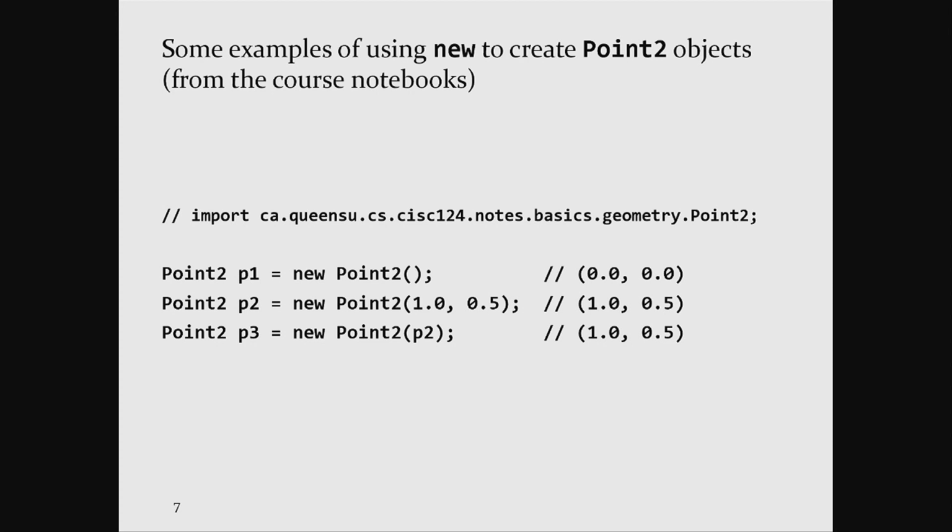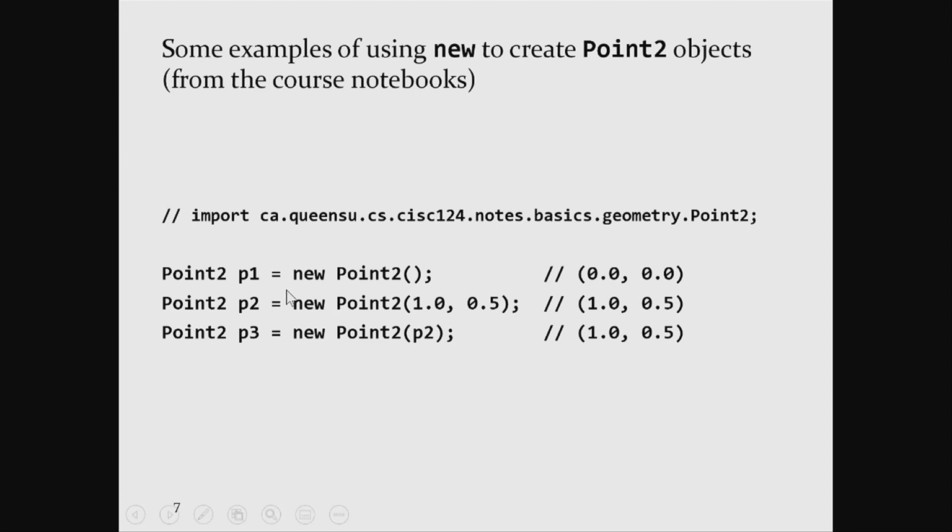So here are some examples using this class called Point2. This class is from the course notebooks, so you have access to all this source code. If you grab the notes, there's an Eclipse project in them, and if you import that project, you've got all of the source code for the course. This Point2 object just represents a two-dimensional point. If you're going to use it, you have to import it. Notice it's in a very complicated package structure, but that's just to keep everything organized.